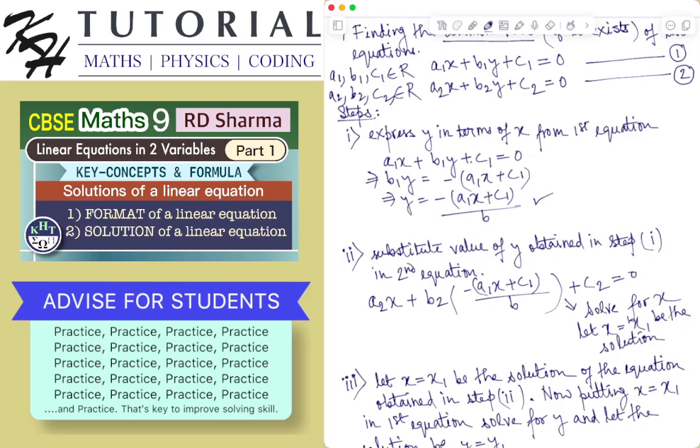So in step 1, I found y in terms of x from the given equation 1, and in step 2, I am substituting in the given linear equation 2 the value of y in terms of x that I got in step 1. Doing that, I get a linear equation in x, and I will solve for x and let the solution be x equals x1.